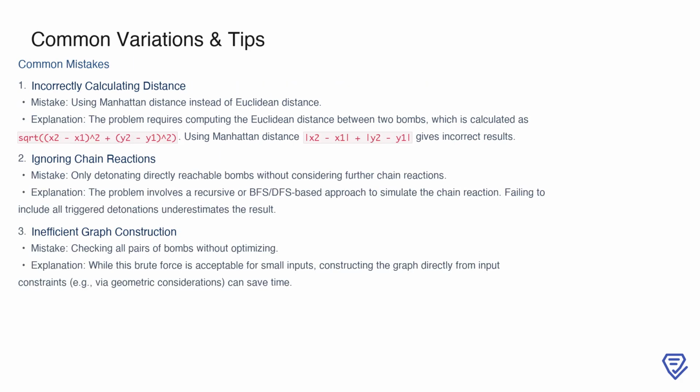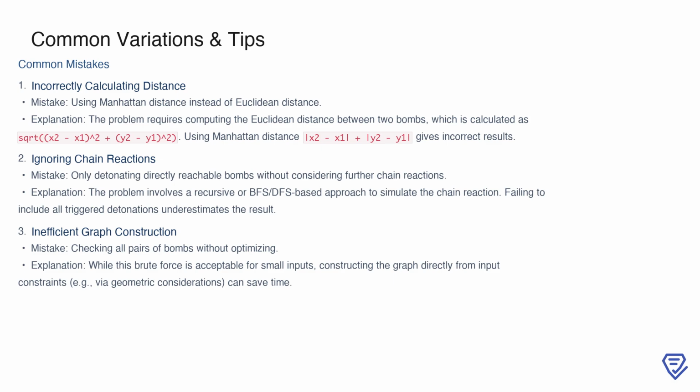One of the most common mistakes in this problem is incorrectly calculating the distance between two bombs. Instead of using the Euclidean distance formula, which is sqrt((x2 - x1)^2 + (y2 - y1)^2), some mistakenly use the Manhattan distance, which is |x2 - x1| + |y2 - y1|. Since the problem involves a circular range of impact, the Euclidean distance is required to determine whether one bomb can trigger another.